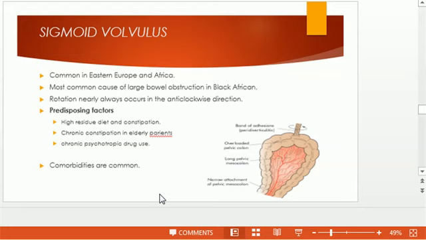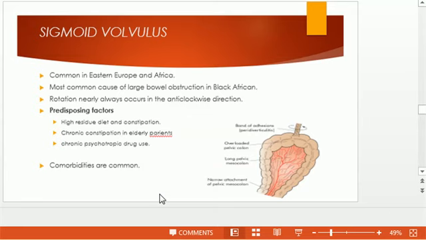Now, if you talk about sigmoid volvulus, which is common in Eastern Europe and Africa, this is uncommon in Europe and USA. Indeed, it is the most common cause of large bowel obstruction in the indigenous black African population. Rotation nearly always occurs anti-clockwise, whereas in cecal volvulus rotation occurs clockwise.